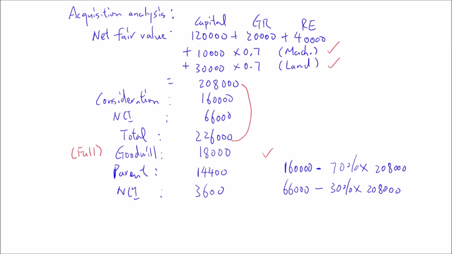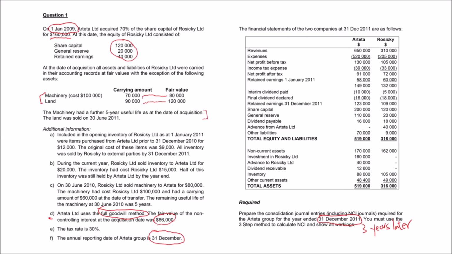Then we go back to the question and to find out what happened with those assets. So if you look at this particular paragraph, you can see that with the machinery, it had a further 5 years of useful life. And that didn't say that they sold it. That means they kept the asset. With land, it was sold on 30th of June 2011. Very importantly, when they say they sold something, you need to find out when did they sell that. 30th of June 2011, right now is 31st of December 2011, which means that this one is current year. In other words, we will need to prepare the journal entry for that particular sale.